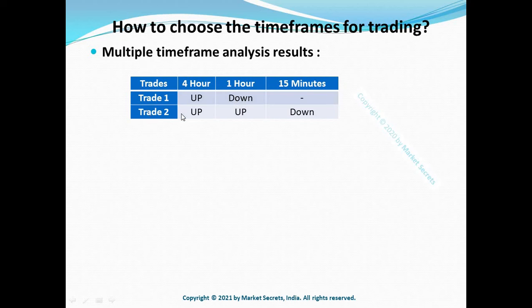Now let's take trade 2. In trade 2, the 4-hour time frame and 1-hour time frame have the uptrend, but the 15-minute time frame has the downtrend. So the 15-minute time frame has lost the momentum. It is either in consolidation or in a downtrend.